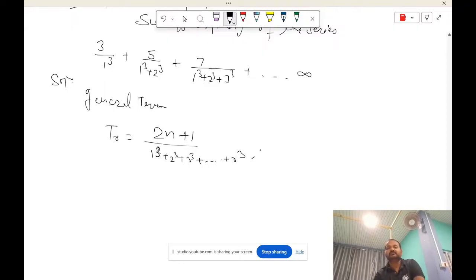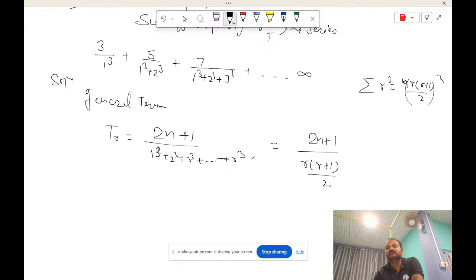Okay. So the numerator will be 2n plus 1, and in the denominator it is the sum of the cubes of the natural numbers up to r terms. We know the formula for sigma r cube: it is r into r plus 1 divided by 2, and whole square. So we will use this formula, r into r plus 1 by 2 whole square. We will simplify this term: 2n plus 1 into 4 upon r into r plus 1.